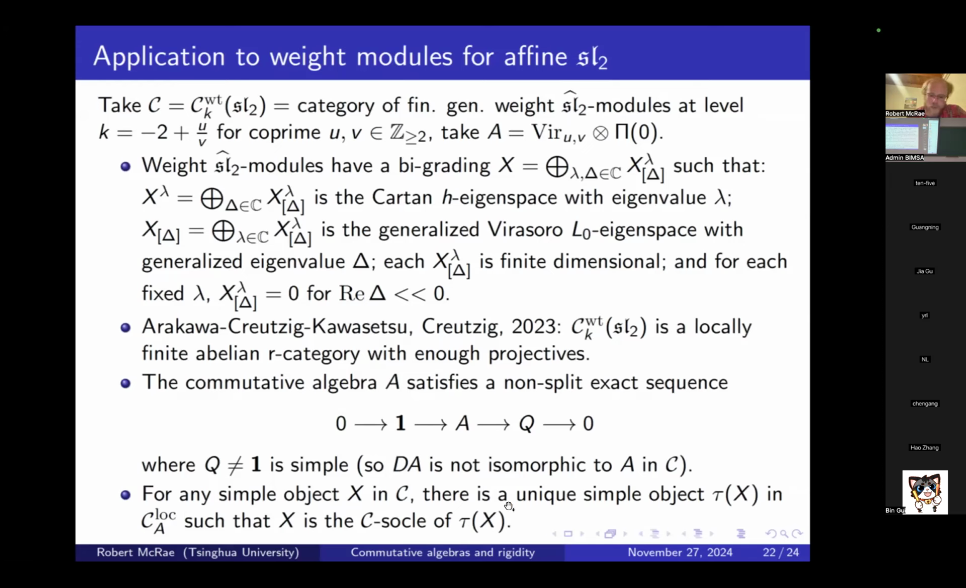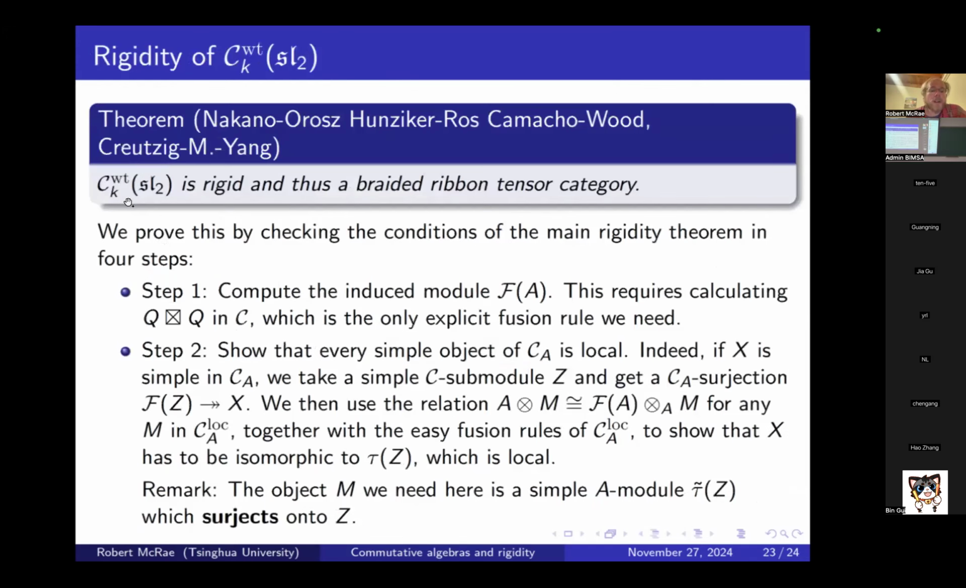Another nice feature of this category is that any simple object in the category embeds into a unique simple object of CA loc. So that's quite important for the theorem that we proved that this category is rigid. So I should mention that there are actually 2 proofs of rigidity for this category that were posted on arXiv on Monday. The first one is by Nakano, Rose, Hunziker, Rose Camacho, and Wood. They used a heavily analytic method. They did some explicit analysis of some correlation functions and were able to prove rigidity in this way.